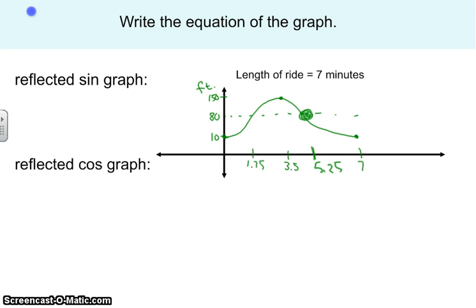So my reflected sine curve is going to be f of t is equal to, now remember it's reflected, so I'm going to write a negative 70 sine of 2 pi over 7 times the quantity x minus 5.25, and I'm running out of room, so I'm going to make this a little bit smaller, plus my vertical shift, which was 80. And again, all three functions will give you the exact same values. I'm going to leave the reflected cosine graph for you to do tonight.